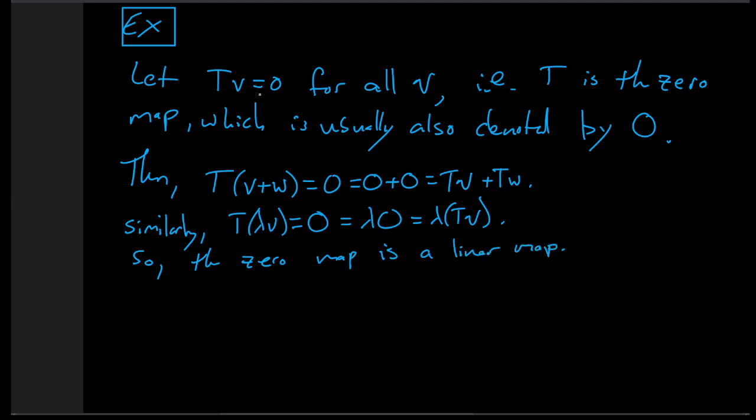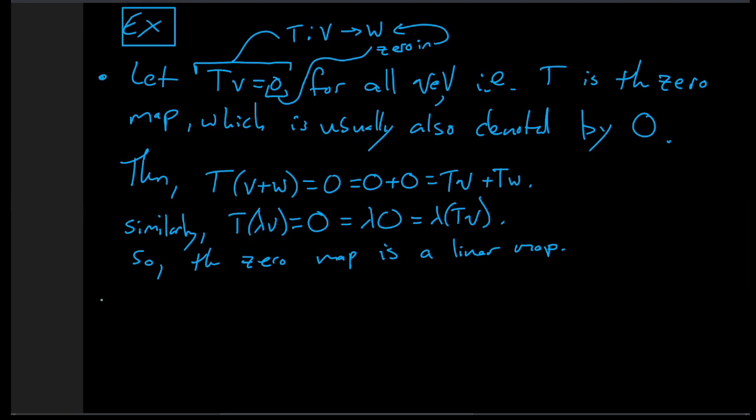Here I am maybe being a bit pithy. You could take T from a vector space V to a vector space W, any vector space V, any vector space W. And here I'm saying for all V. And this 0 here is the 0 in W, just to be clear. But yeah, so the 0 map is a linear map.